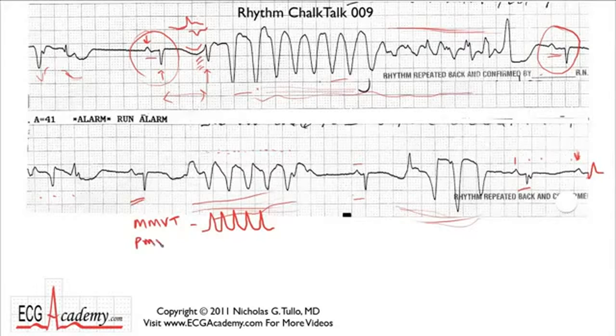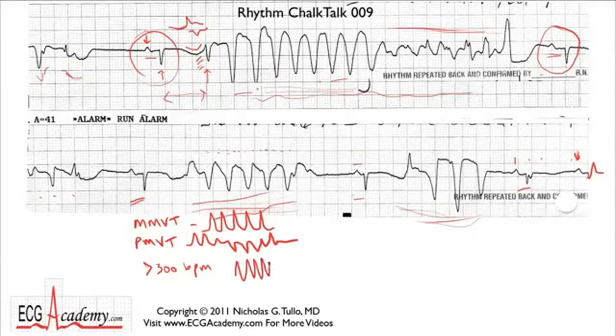Polymorphic ventricular tachycardia is a ventricular tachycardia where the beats seem to change over time, and you may have at least two different morphologies during this run of ventricular tachycardia. So that's called polymorphic VT. Now, these are generally at rates below 300 beats per minute. When you get to rates above 300 beats per minute, then the names change a little bit. A monomorphic ventricular tachycardia at above 300 beats per minute is often referred to as ventricular flutter.